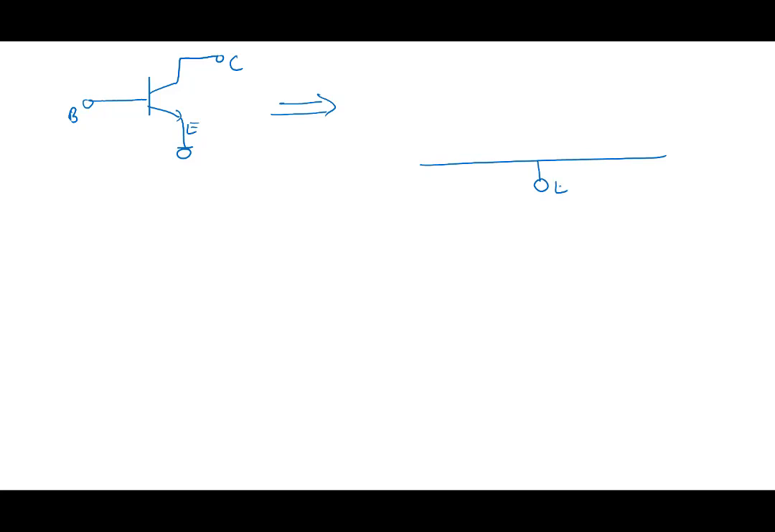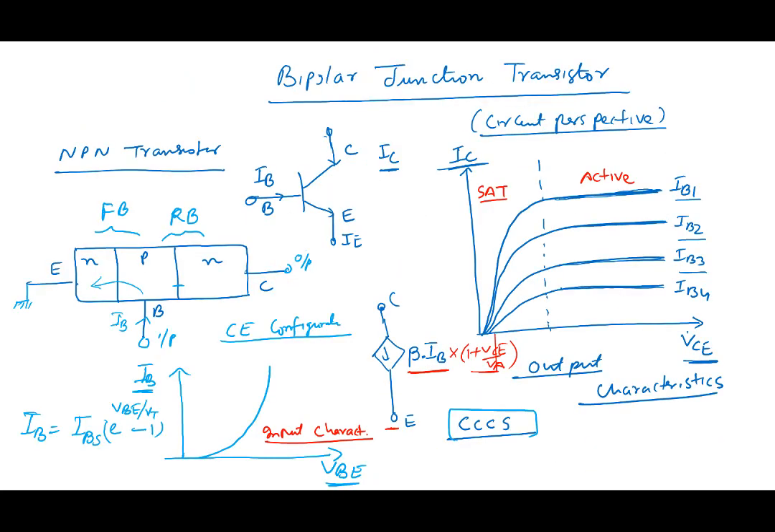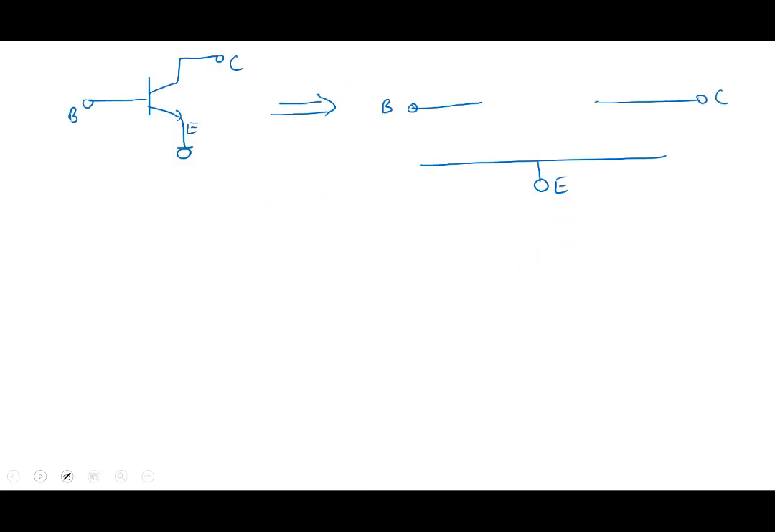Emitter is a common terminal here. Let's draw a base here, and a collector here. Between base and emitter, what did we see? What does it look like? It looks like a diode. It has diode characteristics, right? So between base and emitter, I should put a diode here. Between base and emitter is a diode, and the current flowing is IB.